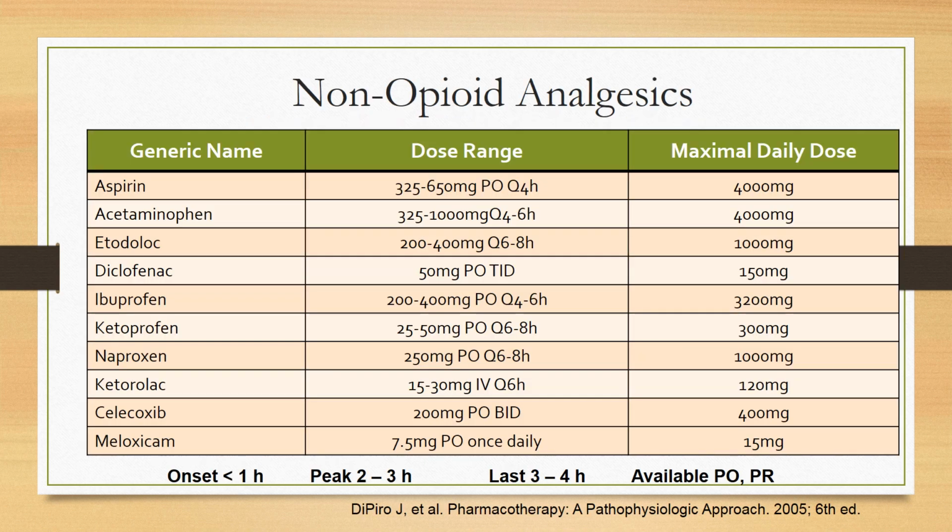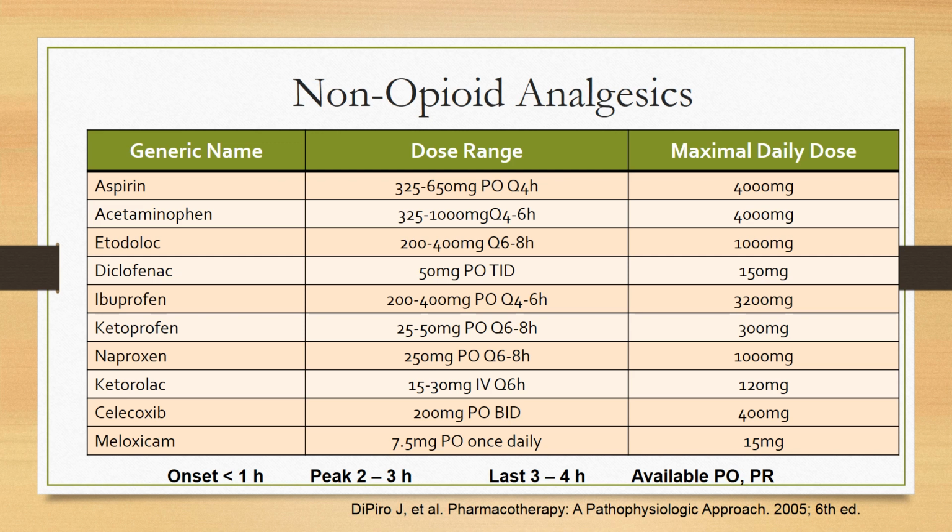So here's some dose ranges here. I'm not going to read all this to you guys. This is for your reference. It is a good reference, so I would hang on to this. So onset, for the most part, you see the effects start to work within an hour. Your peak is 2 to 3 hours. They last about 3 to 4 hours. And they're usually available by mouth or by rectal, so suppository.